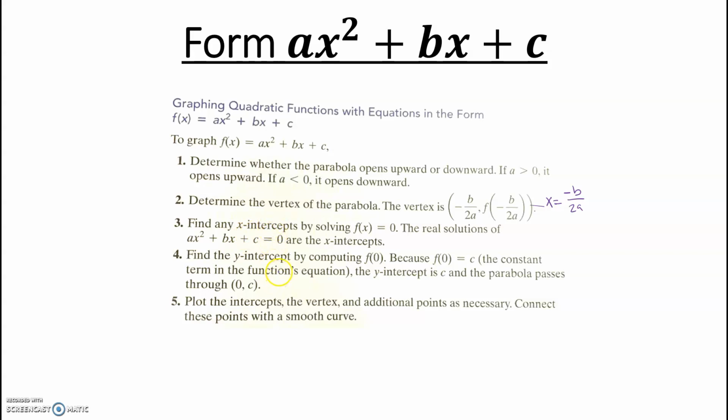X-intercepts and y-intercepts are still the same concept. For x-intercepts, plug 0 in for y; for y-intercepts, plug 0 in for x.